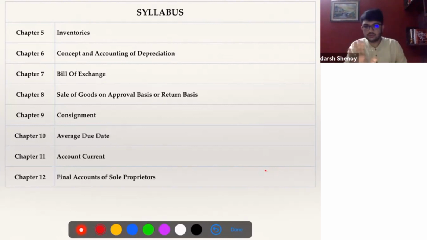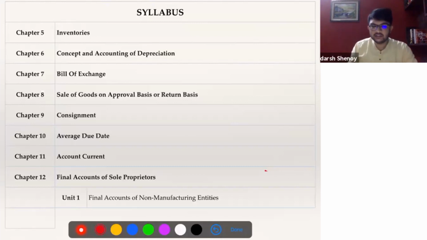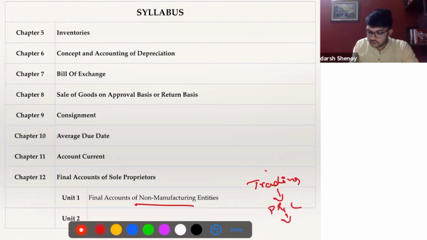We have studied this, sir. We all have studied this. It comes finally in first PUC, right? In first PU we've studied the sole proprietor: trading account, profit and loss account, and balance sheet. Under this we are going to study something a little special. Until now, what you have done is final accounts of non-manufacturing entities. You start with the trading account, then go to profit and loss, then to the balance sheet. Correct? Yes or no?